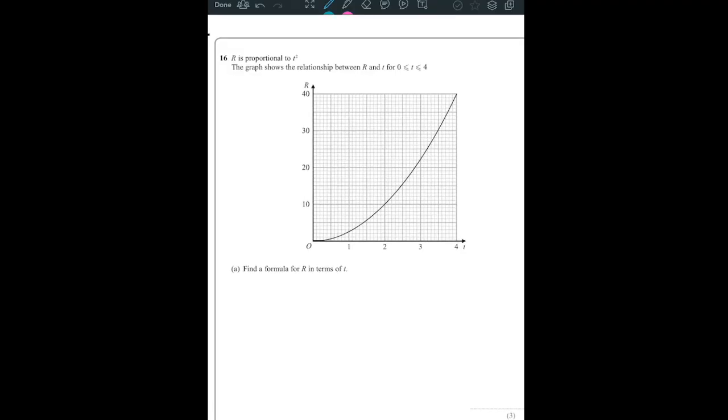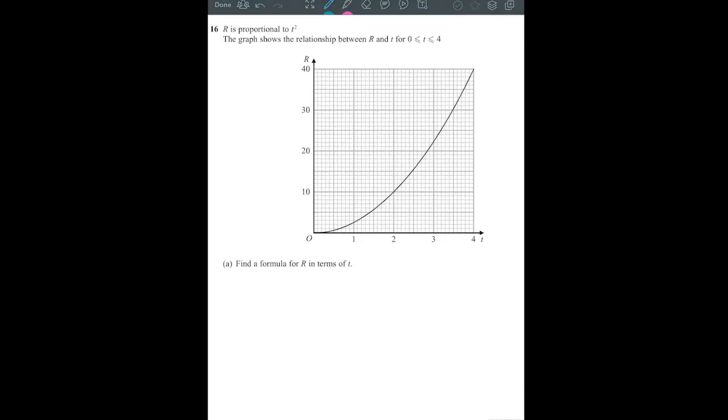Question 16. A weird way to do a proportionality question, considering they've given us the graph for it, still going to do the same steps. So R is proportional to t squared. We replace the proportionality symbol with equals k, and now we want to sub in a value of r and a value of t. This is where the graph's going to come in. So I'm going to try and pick a point which is perfect. And it looks like that point there lines perfectly up with those two values. So that's t is 2, r is 10.